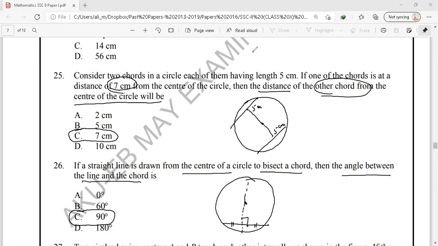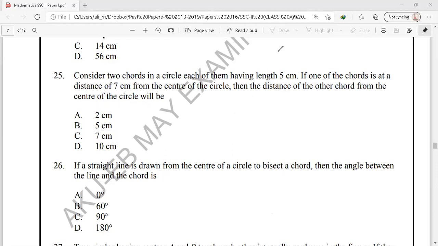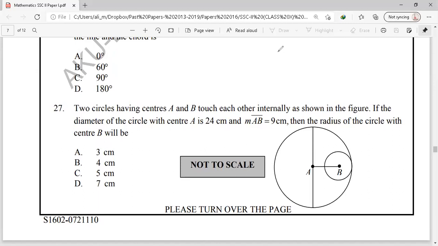Let's see question number 27. In question number 27, we have two circles that are touching internally. We are given that the diameter of circle A is 24, which means 12 centimeters would be its radius. We have the distance AB between their centers, and we have to find the radius of circle B.